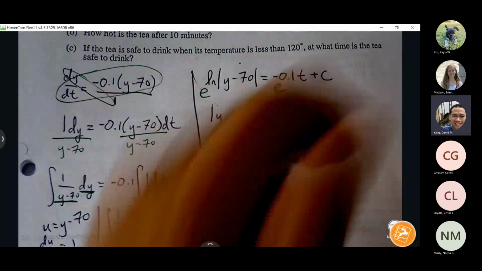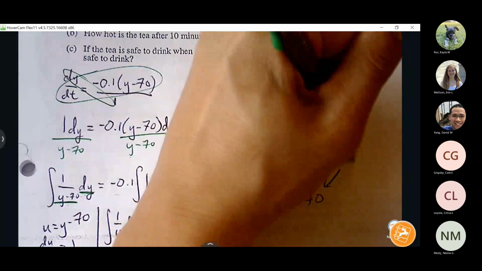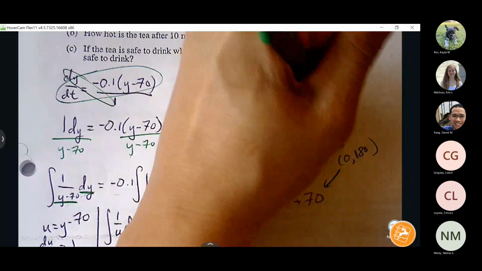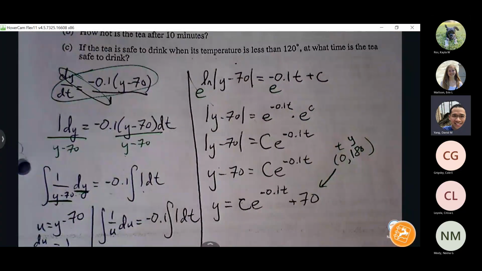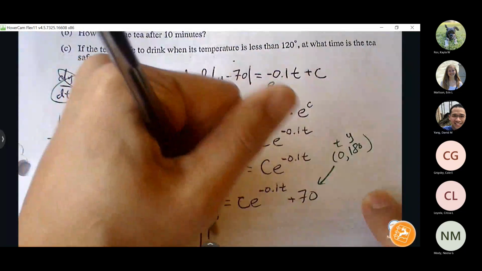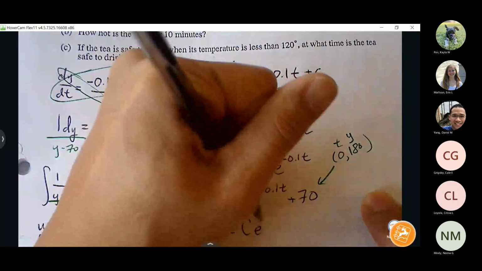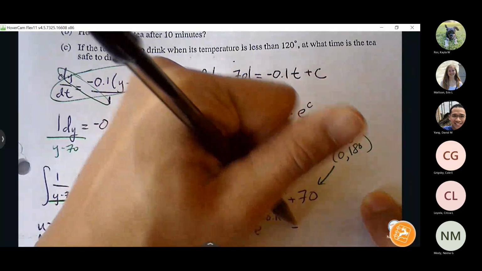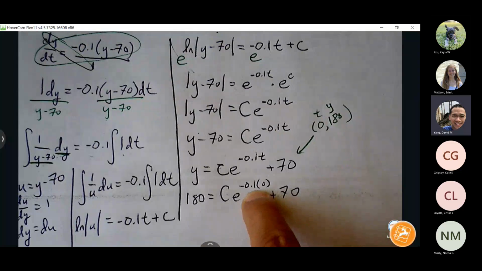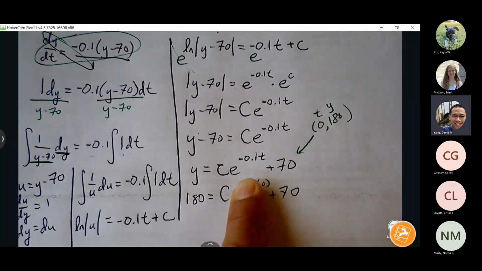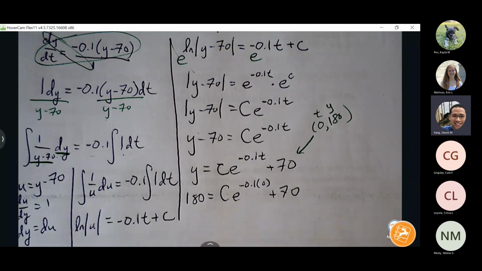All right, so I'm ready to solve for c here. Zero in for t, 180 in for y. Just trying to solve for c here. 0 times anything is still 0. E to the 0 is 1. That's going to go away. So c is by itself there. Subtract 70 from both sides. C equals 180 minus 70, which is 110.